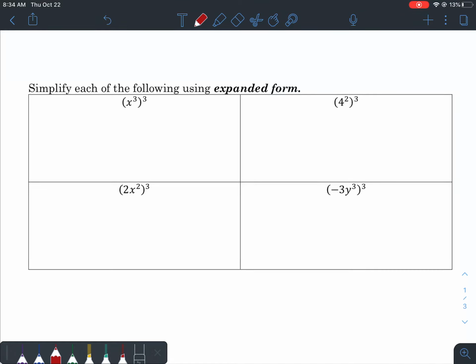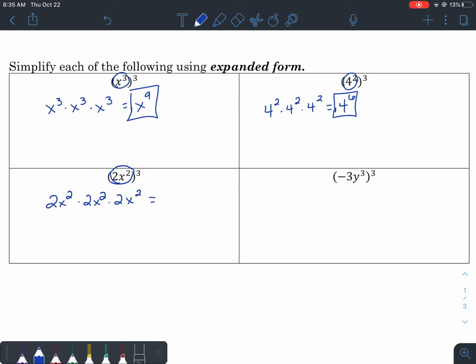And lastly, here we have 2x squared. That whole thing is being raised to the third. So it's 2x squared times 2x squared times 2x squared. And here it's going to be 8x to the 6th power, right? Because here we have 2 times 2 times 2, which is 8, and that's the 6th. Some of you may have written 2 to the third, x to the 6th, and that's correct. But remember that 2 to the third is also 8, so both of those answers are right.